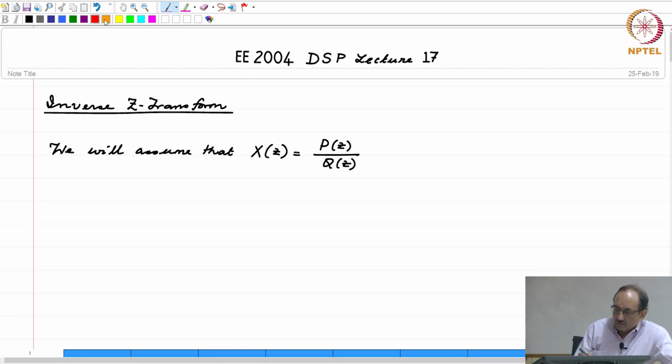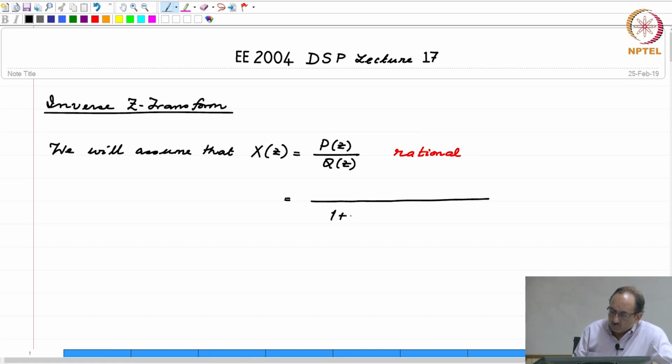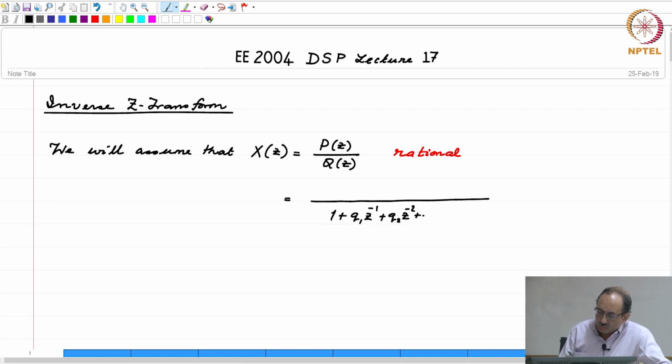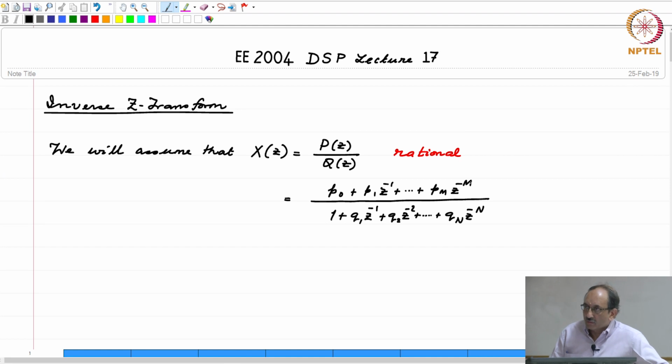Which means that this is rational, and in particular we will assume that this is of the form 1 plus q1 z inverse plus q2 z to the minus 2, up to qn z to the minus n, and the numerator we will assume to be of this form: up to Pm z to the minus m, a ratio of polynomials.